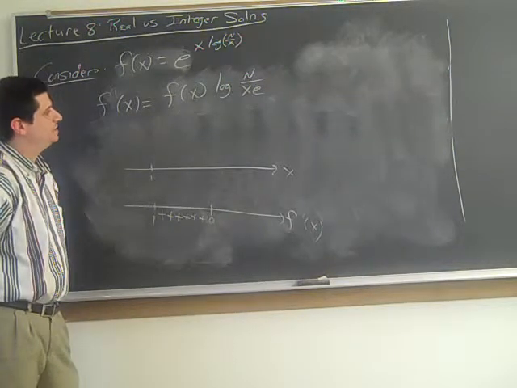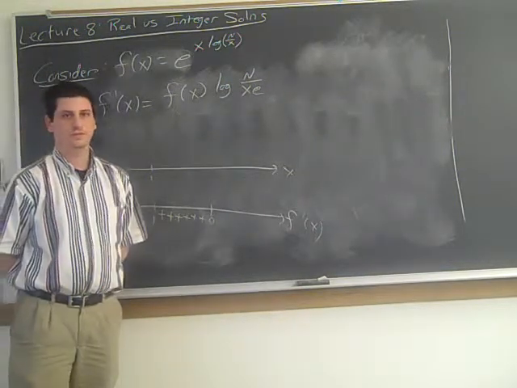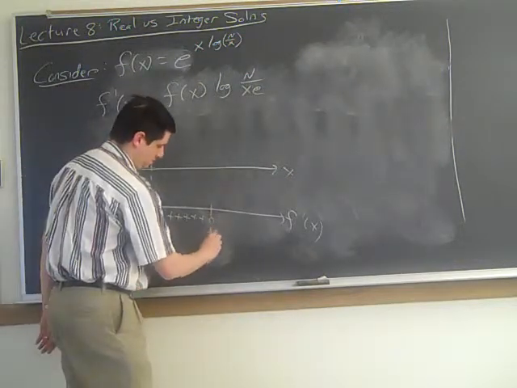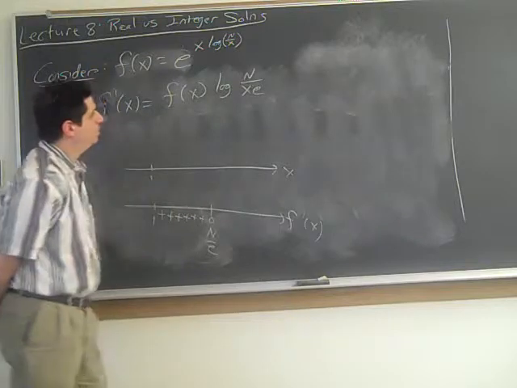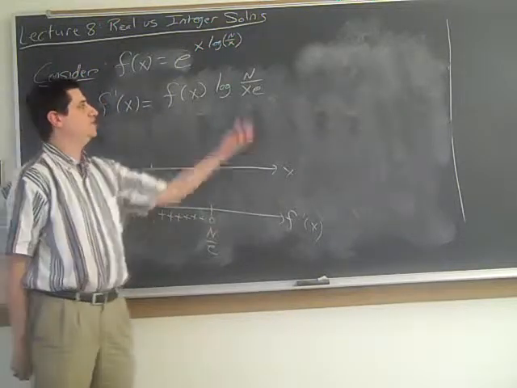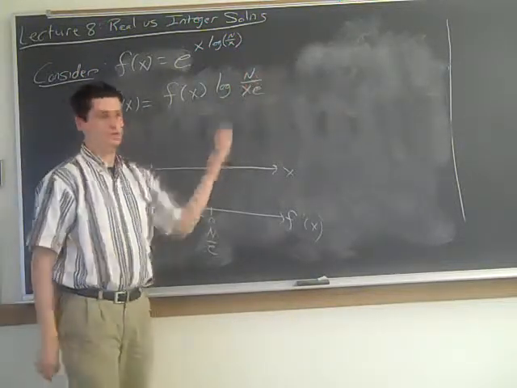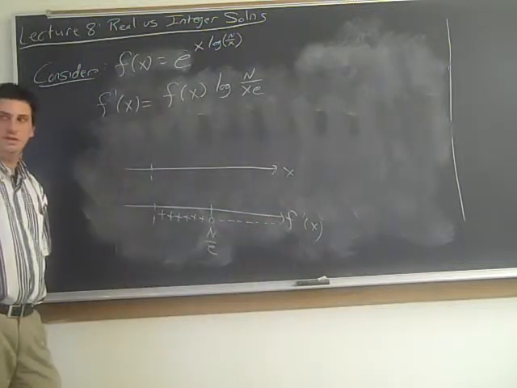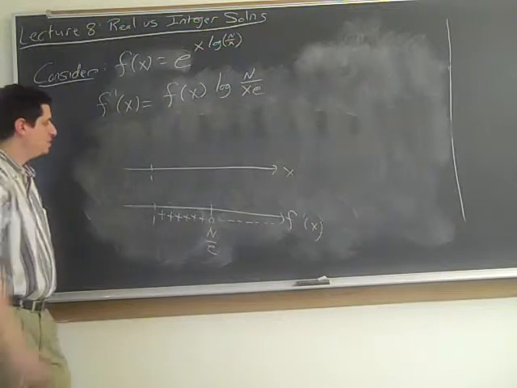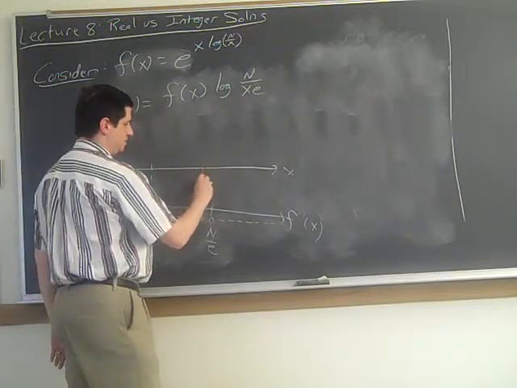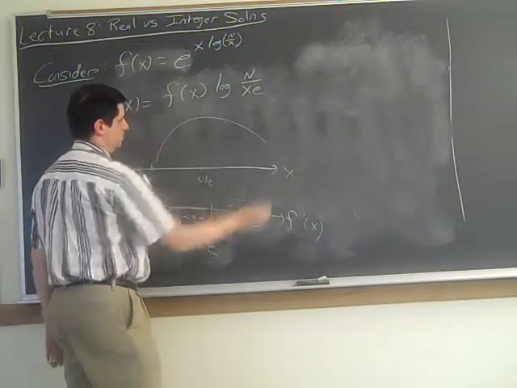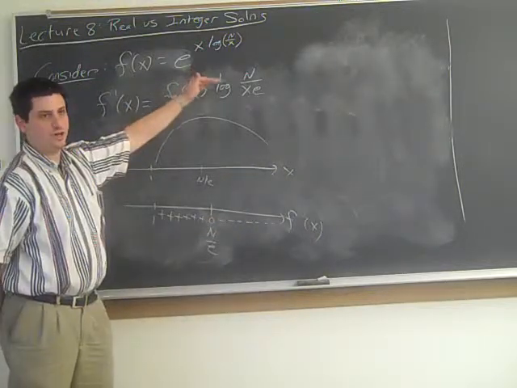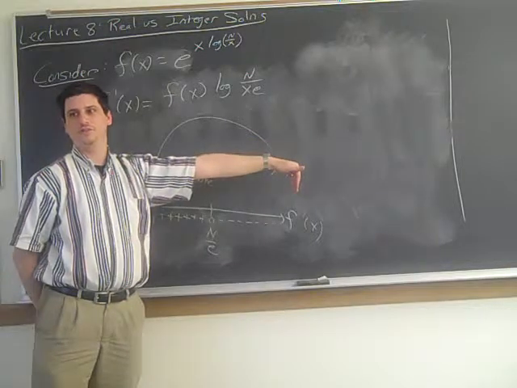At what point do I get 0? N over e. And now, once x exceeds n over e, I'm taking the log of a number less than 1, so it's negative. So what I know is my function has to look like this. Something like that. It goes up monotonically, goes down monotonically.